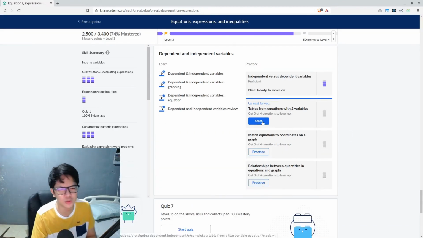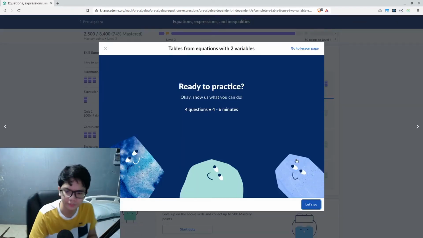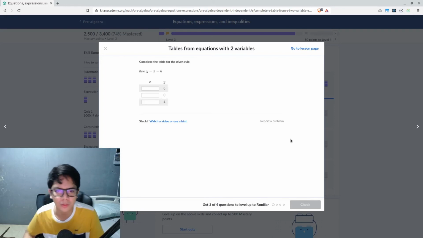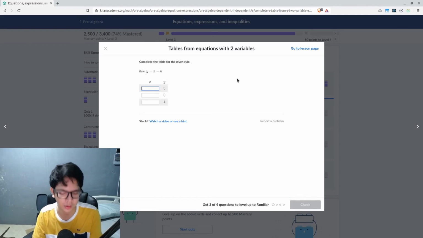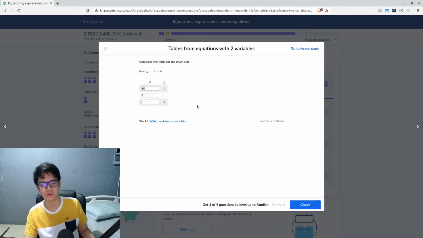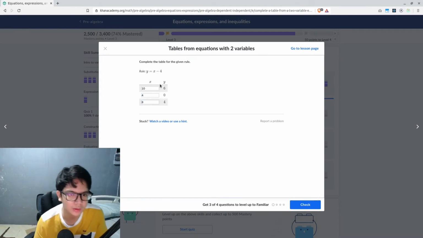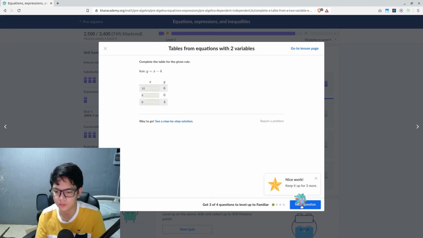Tables from equations with two variables. Okay, cool. Complete the table for the given rule. Y equals x minus 4. Okay. Then 4, 8, I guess. Is this correct? I don't know. 10 minus 4 is 6. 6 minus 4 is 4. Okay.